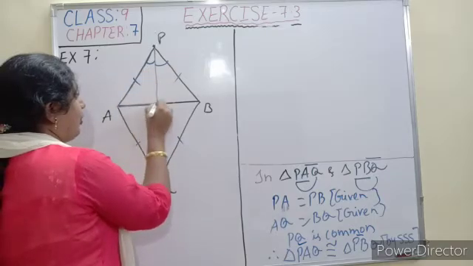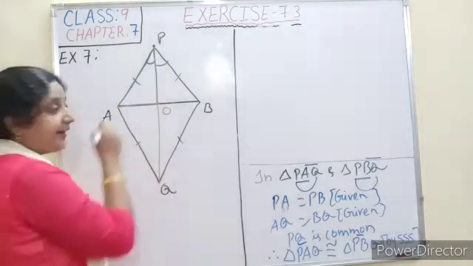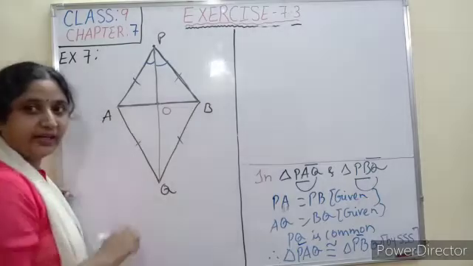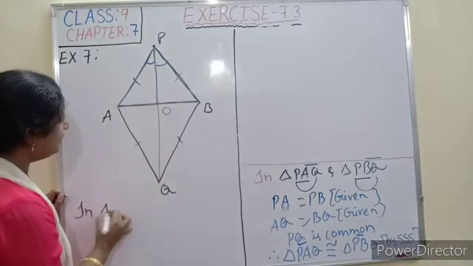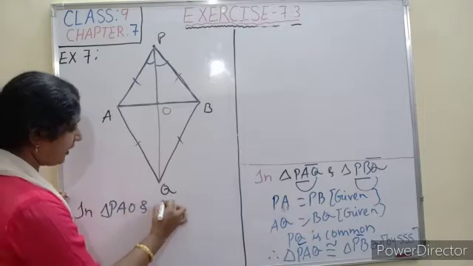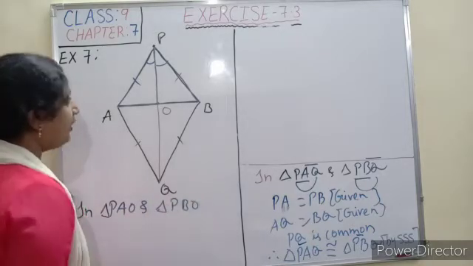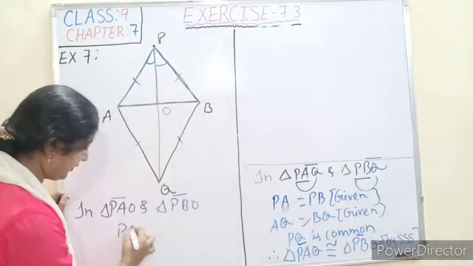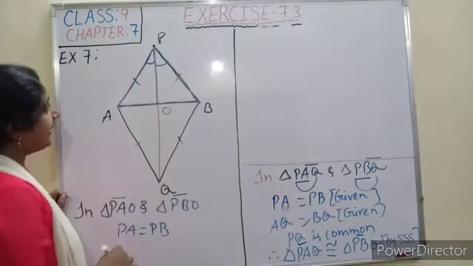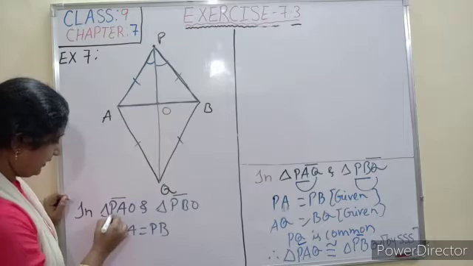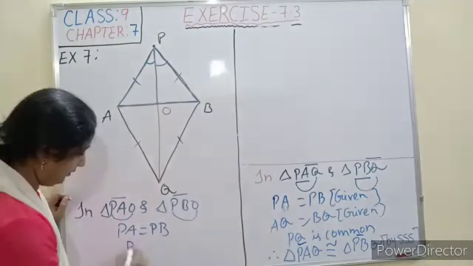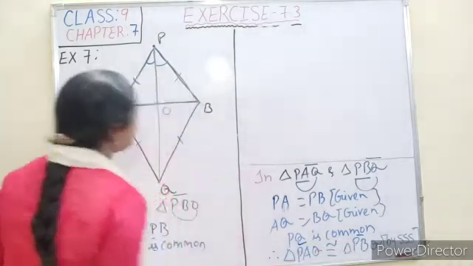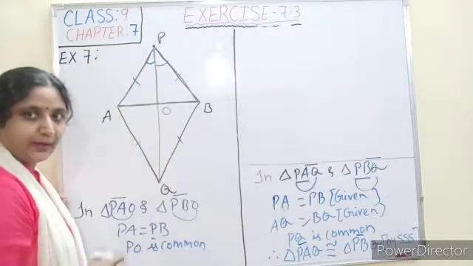triangle PAO, then triangle PBO. We will write here in triangle PAO and triangle PBO, what are the common? PA equals PB, corresponding sides. Then what is the common? PO. This PO and this PO is common. When these two triangles are equal, this angle is equal by CPCT.